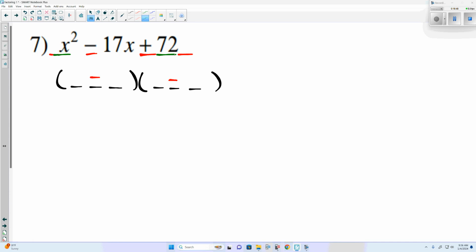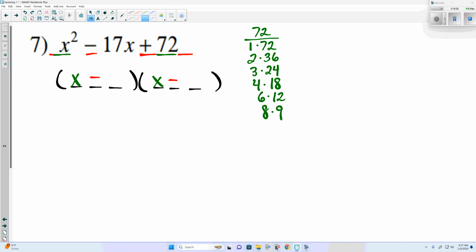Factors of our first and third term. Well, factors of x squared are x and x. And now we need to find the factors of 72. Well, I'd always start with 1 and 72. 2 and 36. 3 and 24. 4 and 18. 6 and 12. 8 and 9. And again, with finding factors, especially for the bigger numbers, I'd start with 1 and 72.